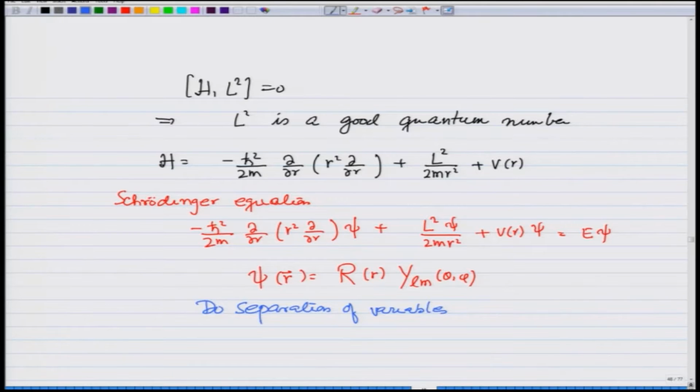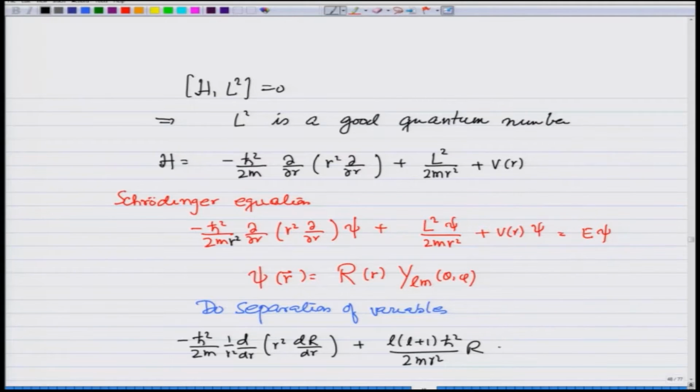variables, and what you would find is that the equation becomes minus h cross square over 2m, there is r square here, 1 over r square d by dr r square dR by dr plus l(l+1) h cross square over 2m r square R plus V(r) R equals E R, and that is because Y_lm's give you this l(l+1) term. Let me do this explicitly and show it to you.